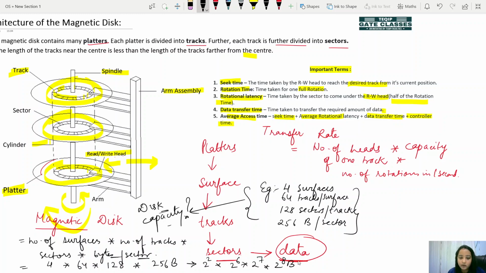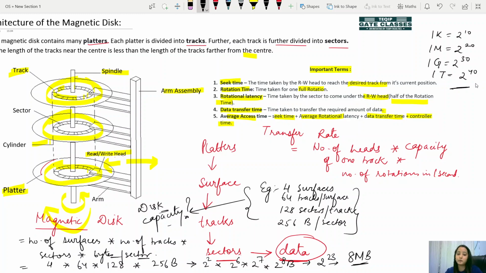So how much data is it? 2 raised to power 23. I can write it as 8 MB total disk capacity. You might remember that 1K is equal to 2 raised to power 10, 1 M equals 2 raised to power 20, 1 G equals 2 raised to power 30, and 1 terabyte equals 2 raised to power 40. These terms should be clear to you while you are calculating the disk capacity.